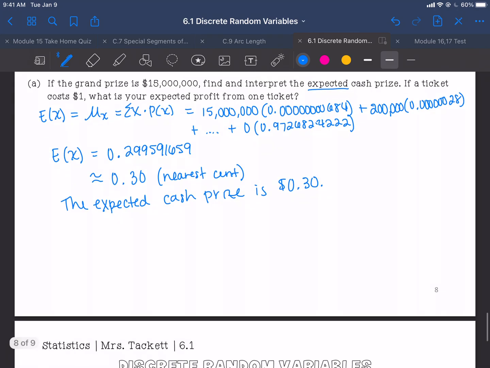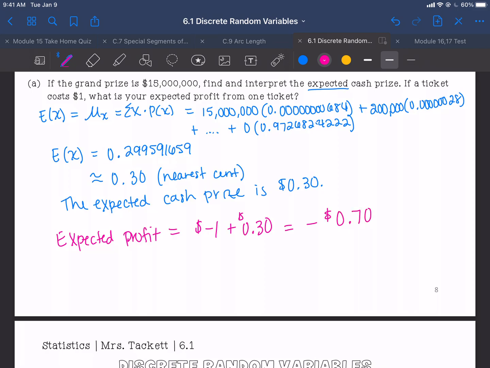All right, so think about your expected profit then. You pay $1, so you're losing $1, but then your expected cash prize is 30 cents. So really, you're expected to not profit. You're expected to lose 70 cents over a long period of time if you continued to play the Powerball.